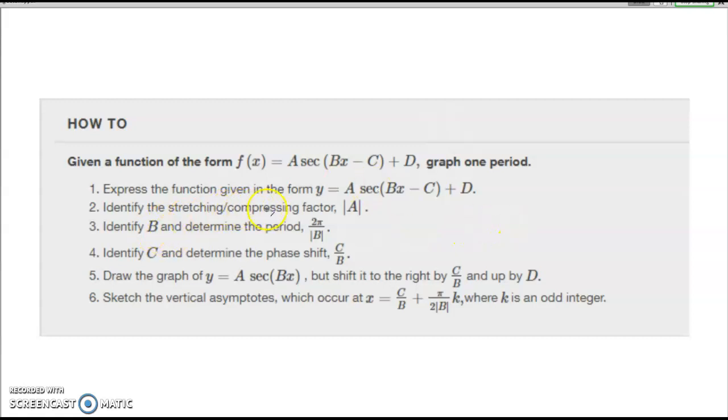We've got to identify the stretching or compressing factor, identify the B and determine the period, identify C and determine the phase shift, draw y equals secant bx, but shift it to the right by C over B and up by D. All right, so let's see. Oh, and also sketch the vertical asymptotes.